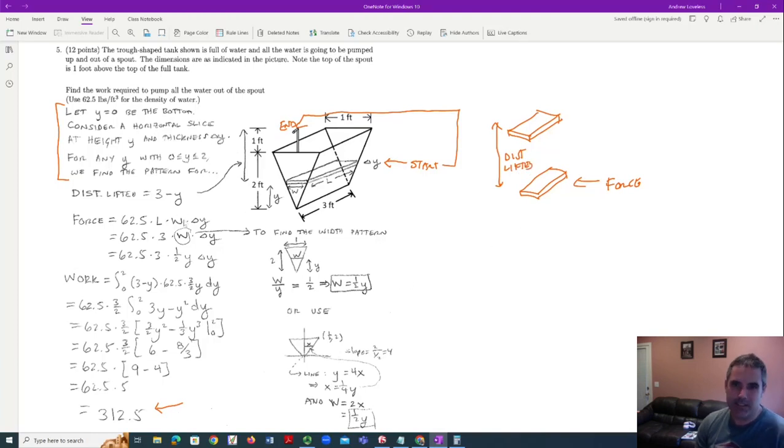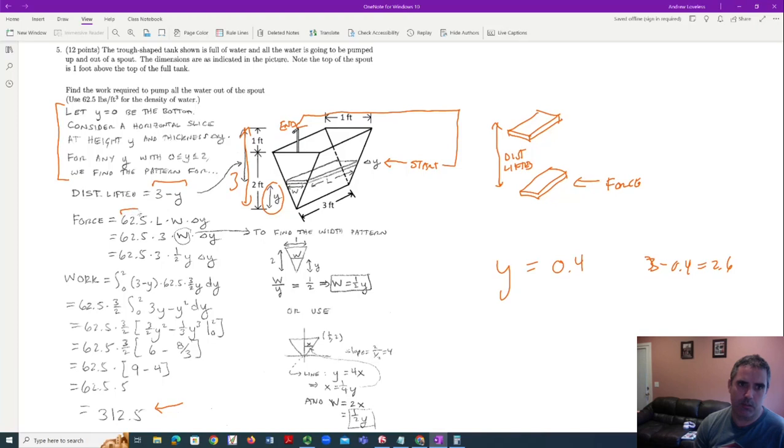Okay, the distance lifted. If you're calling this y, and the distance from the bottom to the top is 3, then the distance lifted is 3 minus y. So if I give you y equals 0.4, if that's where you're starting, the distance lifted is going to be 3 minus 0.4, which is 2.6. Then the rest of the question was, how much does it weigh?